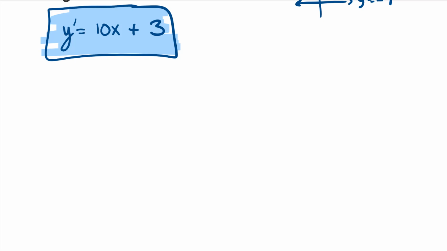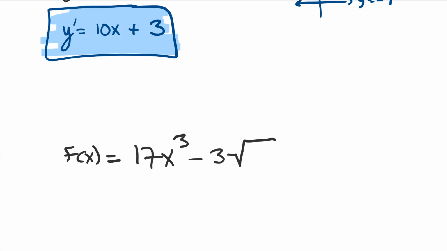What do we want to do here? Let's get weird. Let's say f of x is equal to, I'm just going to start randomly writing. Let's go 17x cubed minus, let's go 3 times the square root of x to the 7th.